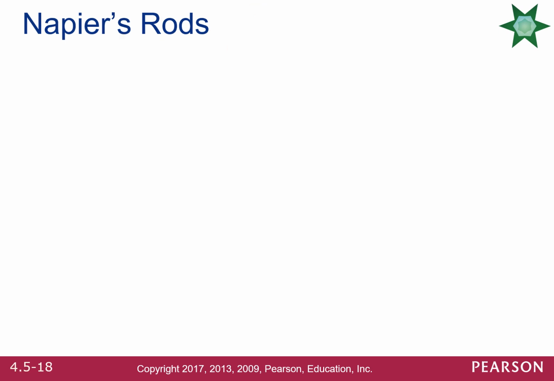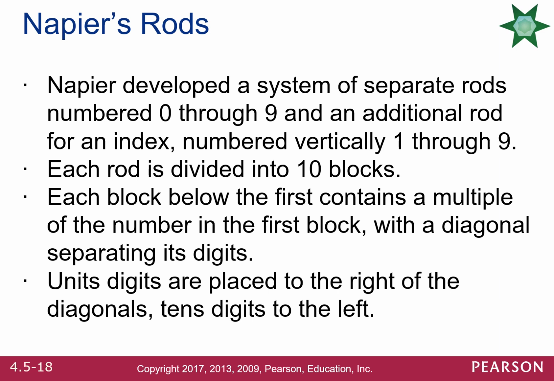Now, I'm going to just read through this slide essentially because it won't make much sense unless you see a picture of how Napier's rods are arranged. But this gives a description of what to expect. So the next slide will have a table, a picture of Napier's rods, but let's read through it first and get some idea what it's supposed to look like. So it says here Napier developed a system of separate rods numbered 0 through 9 and an additional rod for an index numbered vertically 1 through 9.